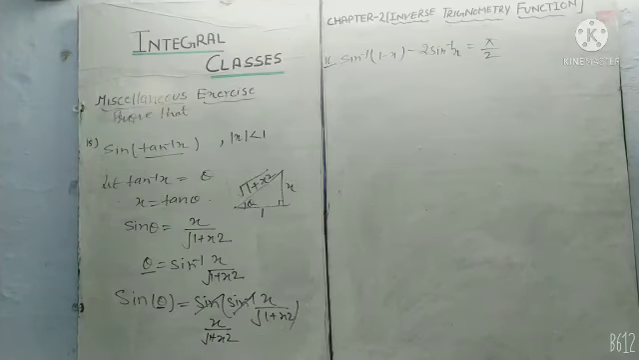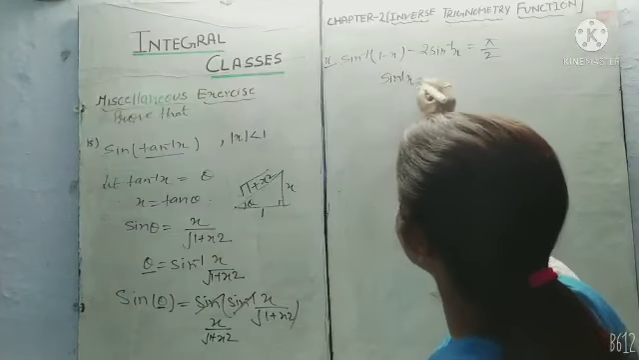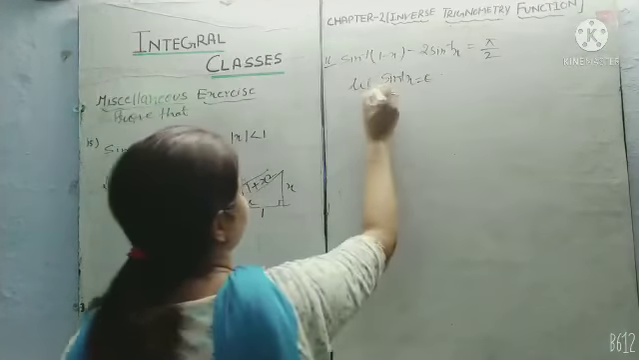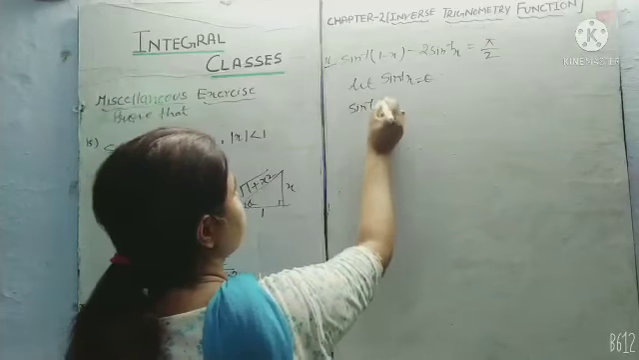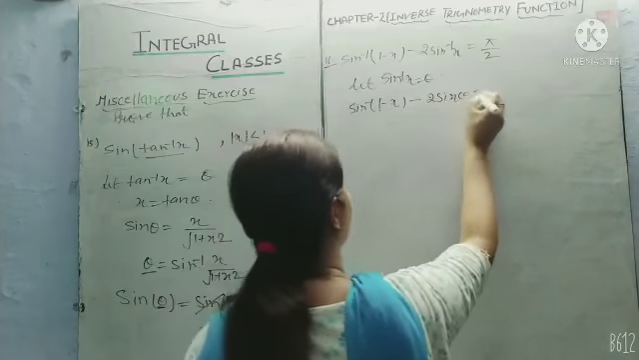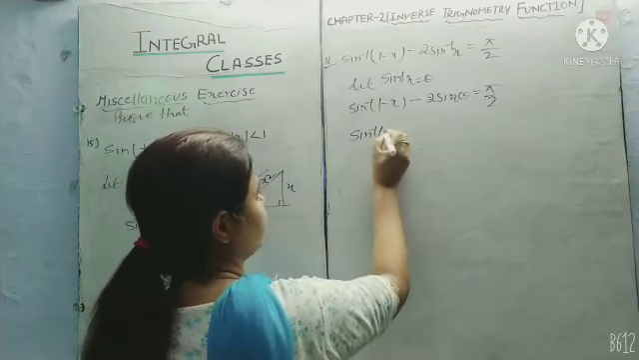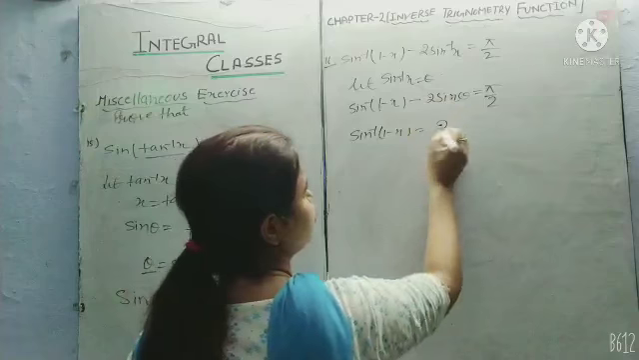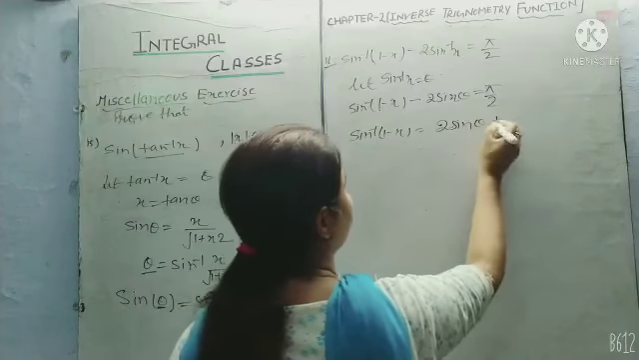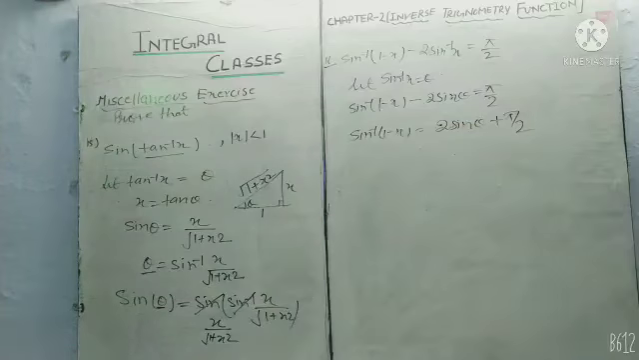Now student, come to question number 16. Now in question number 16 we will let sin inverse x equal to theta. So it will become sin inverse (1 minus x) minus 2 sin theta equals pi by 2. So sin inverse (1 minus x) equals 2 sin theta plus pi by 2.